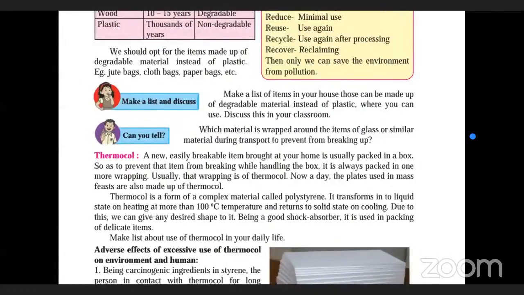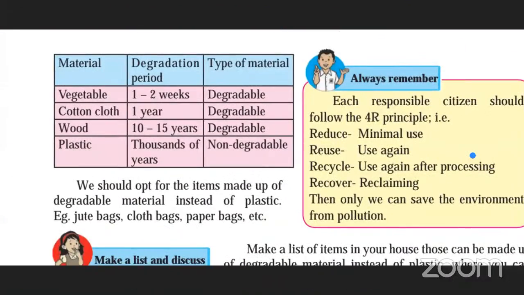Okay, if you see here and look at this table, material. If you take any vegetable, तो किसी भी वेजिटेबल को अगर जमीन में तुम डाल दोगे तो उसको खत्म होने के लिए कितना टाइम लगेगा? It will require 1 or 2 weeks. If you have any cotton cloth, so how much time is required for degradation? 1 year. Okay, if you have wood, wood को खत्म होने के लिए कितना टाइम लगेगा? 10 to 15 years. But if you take plastic, so it is non degradable, मतलब thousands of हजार साल भी चले जाएंगे तभी भी वो डिग्रेड नहीं होने वाला है, वो सॉइल में खत्म नहीं होगा. Are you getting this?